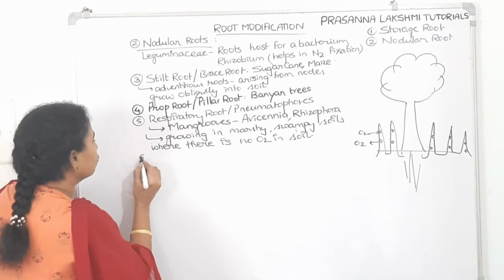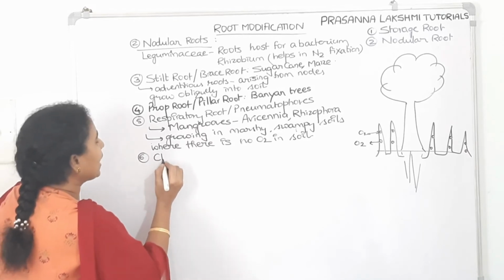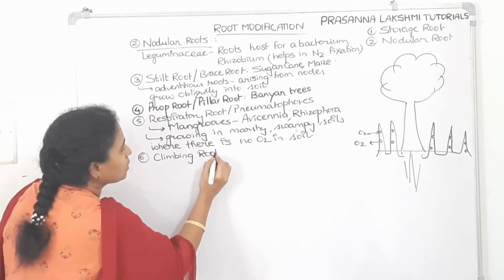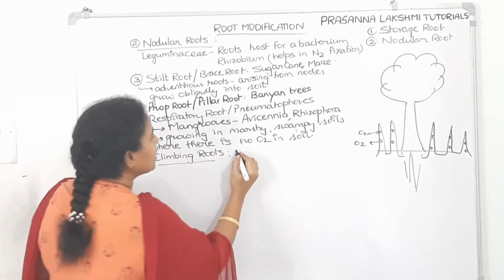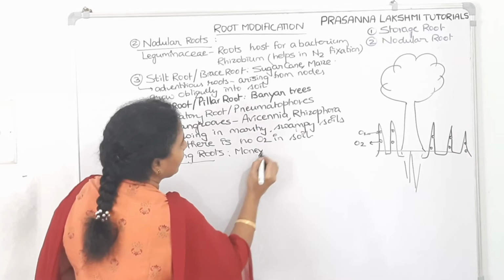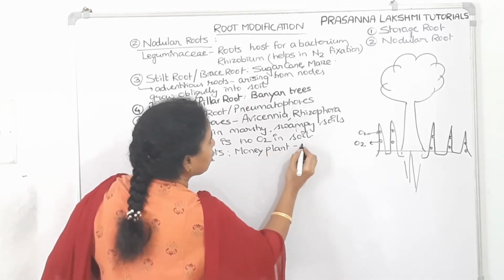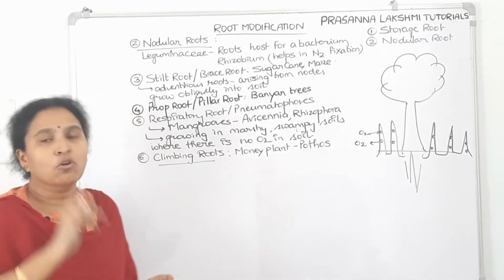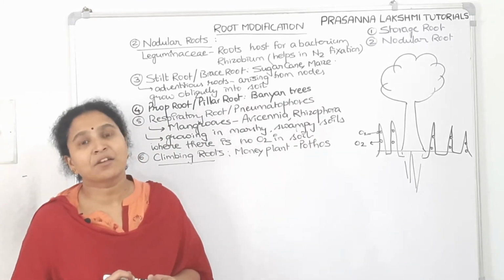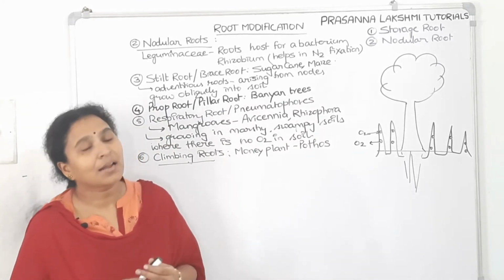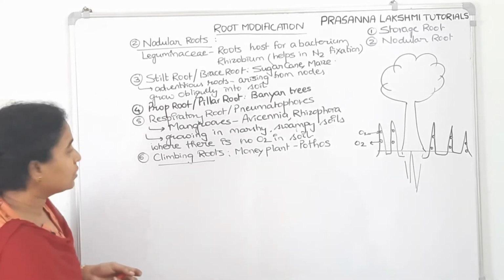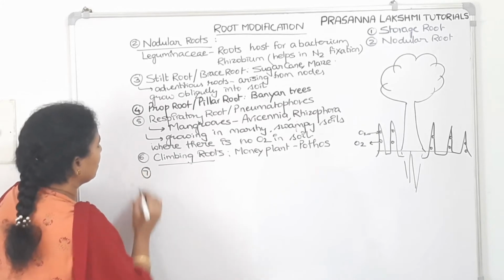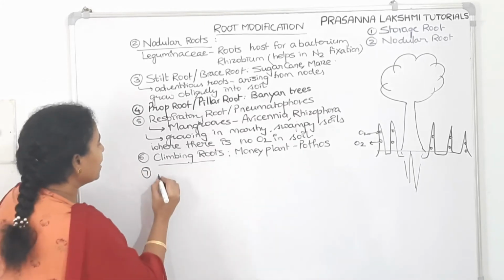Now, next root, if we have to see, we can take climbing roots as example. Climbing roots for additional support, we can see it in money plant. Money plant is called pothos. In money plant, from the node, adventitious roots will come and they will give additional support. So they are called climbing roots. And if we have to see the next example, we can go with assimilatory roots.